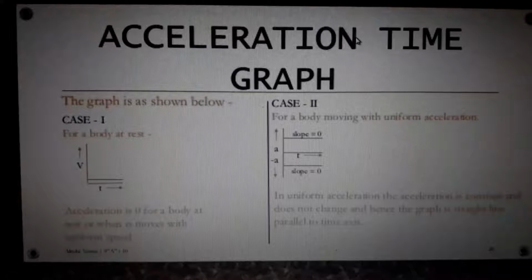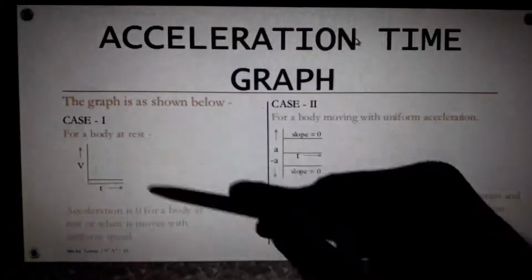Acceleration-time graph, two cases are there. Body is at rest. This will be a straight line which is parallel to the time axis or x-axis. Acceleration will be 0. We need to know that. When the body is at rest, and when the body is moving in uniform speed, what will you say? It is the same, isn't it? That's an interesting point, isn't it? When the body is at rest, acceleration is 0. When the body is moving in uniform speed, at that time also acceleration will be 0. This same graph we will get.